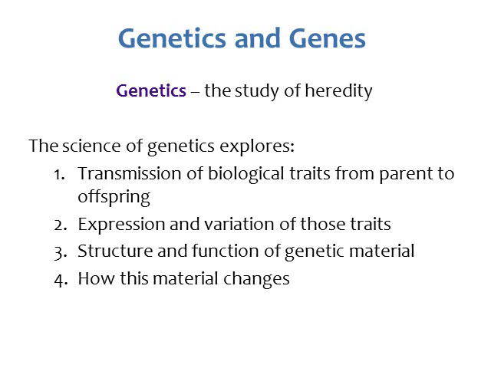So transmission of the biological trait from parent to offspring, expression and variation of those traits, structure and function of our genetic material, and then how this material changes. In the first part, we looked at the structure and function of the genetic material, looking at DNA and how it comes together and how it replicates. In this section, we're going to be looking at the second part, so expression of these traits, so how this genetic material codes for different proteins that gives us our traits and characteristics.